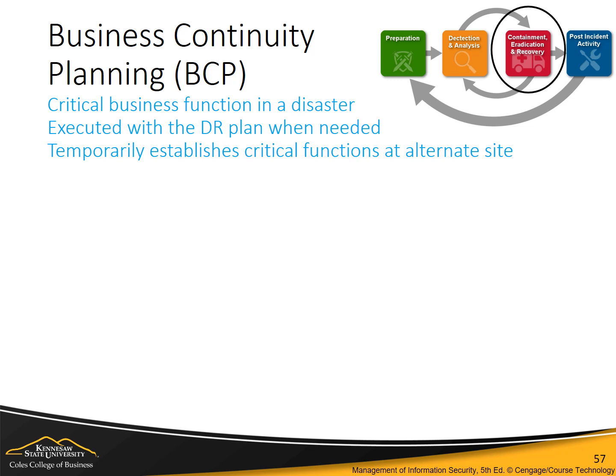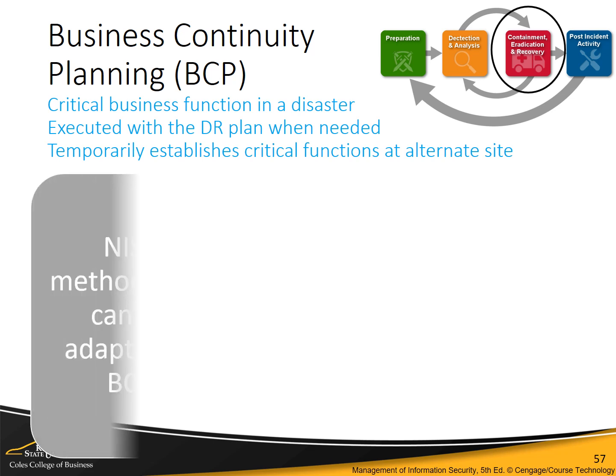Business continuity planning ensures critical business functions can continue to function in a disaster, most likely managed by the CEO or COO. A business continuity plan is activated and executed concurrently with the disaster recovery plan when needed. While disaster recovery planning focuses on recovery at the primary site, business continuity planning temporarily establishes critical functions at an alternate site. The NIST methodology can also be adapted to business continuity planning.